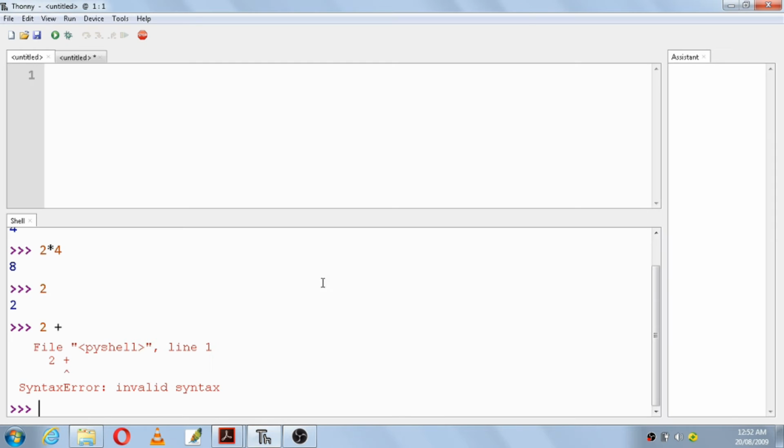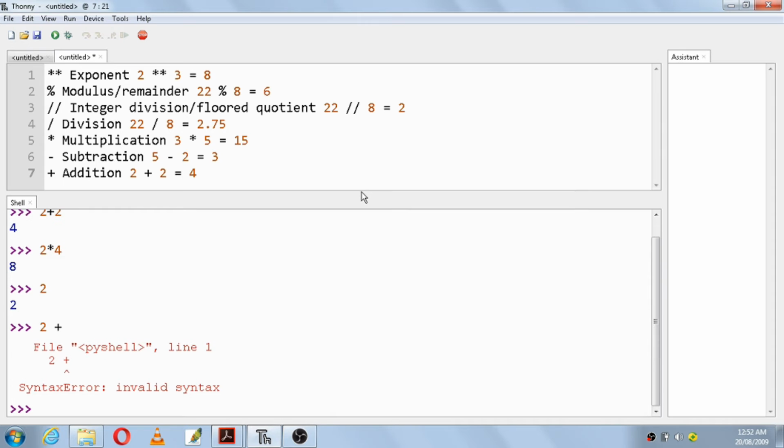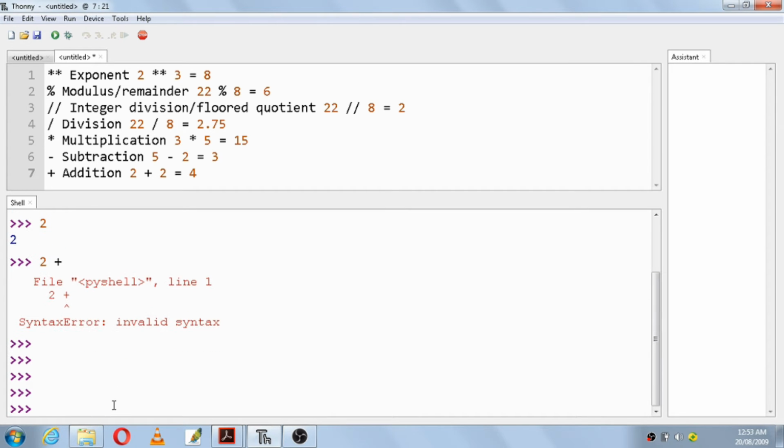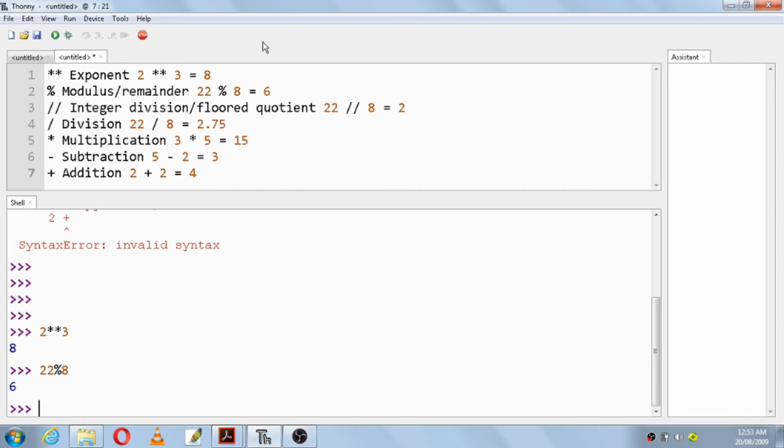So let us try out these examples. I have put these examples here. Let me take the shell a little bit up. So the first example is for exponent, 2 double asterisk 3. It will give us 8. Then we'll use the modulus operator, that is for remainder, 22 mod 8. This will give us 6.